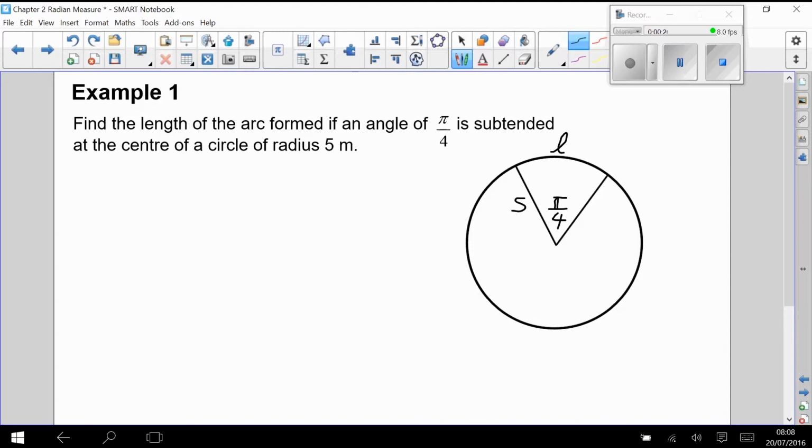is 5 meters. Now we know from our investigation that the angle was found by taking the arc length and dividing it by the radius. So clearly, if I want to know the arc length, then the arc length is going to be the angle times the radius. In this case, the angle is pi over 4, and the radius is 5. And so my answer is going to be 5 pi all over 4.